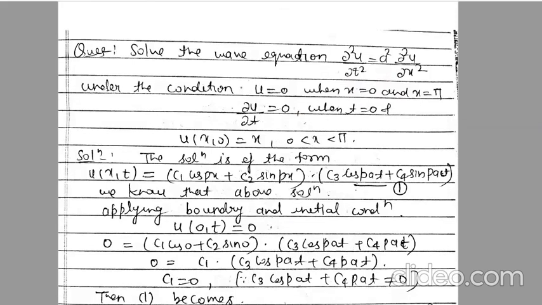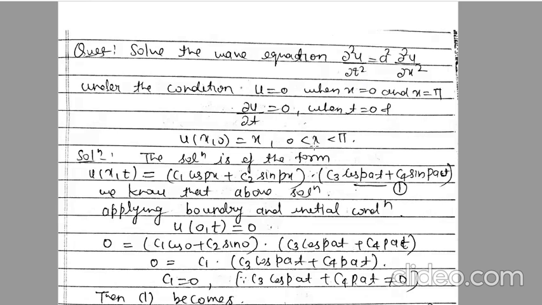So solve the wave equation del 2u upon del t square is equal to a square del 2u upon del x square, right? This is your second order partial differential equation. Now, under the conditions: u is equal to 0 at x is equal to 0 and x is equal to pi. And the derivative with respect to t is also 0 when t is equal to 0. And u at time t is equal to 0 is equal to x, for 0 less than x less than pi.